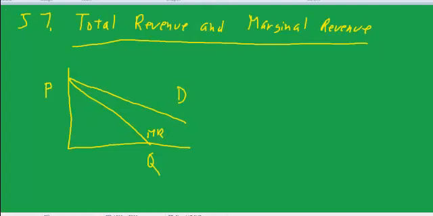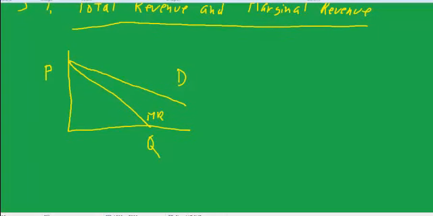So to understand marginal revenue, you have to start with total revenue. So total revenue for a firm is defined as price times quantity. The reason you have a downward sloping demand curve is that the more the firm wants to sell, meaning quantity going this way, the more it has to lower its price.